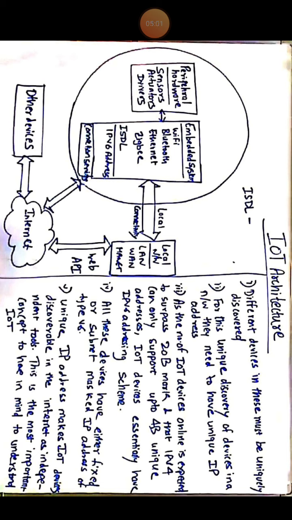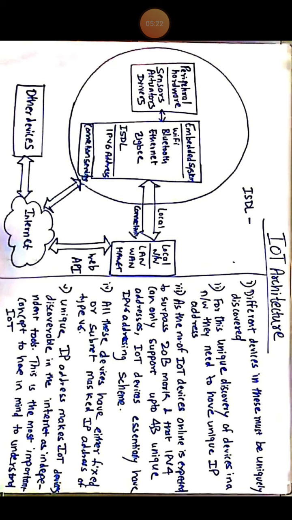Now we are discussing the second point. For this unique discovery of devices in a network, they need to have a unique IP address. As we all know, we are using computers, and they all have their unique IP address. So here also when we are connecting, all the devices related to IoT are again going to have a unique IP address.